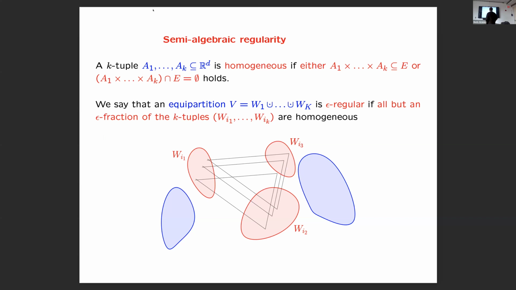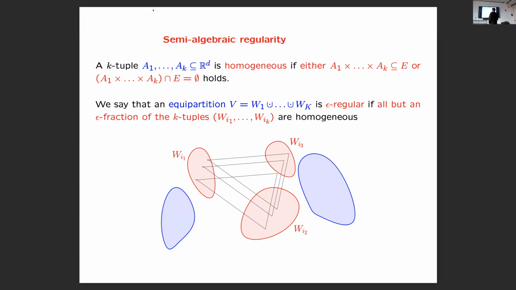So suppose we are given a certain semi-algebraic relation, and we have a k-tuple of sets. We say that this k-tuple is homogeneous if either all the Cartesian product falls within the relation, the H set, if you are looking at a subset of vertices within the hypergraph, or if it is the opposite, that it lies completely outside.